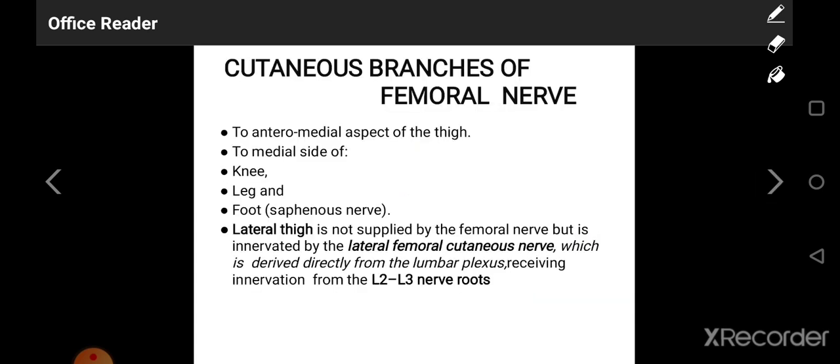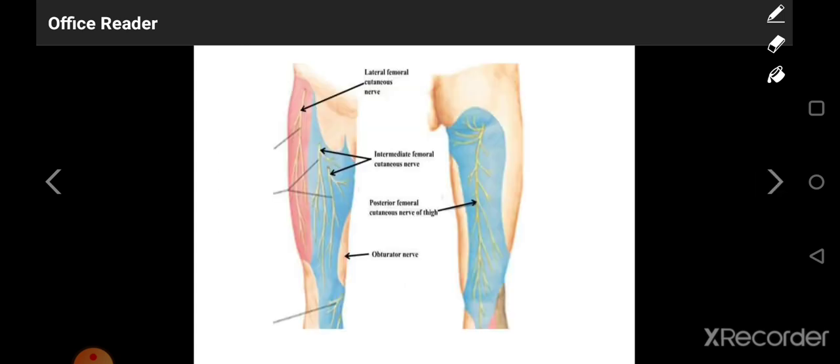Now the cutaneous branches of the femoral nerve supply the anteromedial aspect of the thigh and the medial side of the knee, leg and foot. These are the cutaneous areas supplied by the cutaneous branches of the femoral nerve. The lateral thigh is not supplied by the femoral nerve but is innervated by the lateral femoral cutaneous nerve, which is a direct branch from the lumbar plexus, from the L2, L3 nerve roots. So this is the cutaneous innervation by the femoral nerve, the intermediate and medial cutaneous nerve of the thigh.